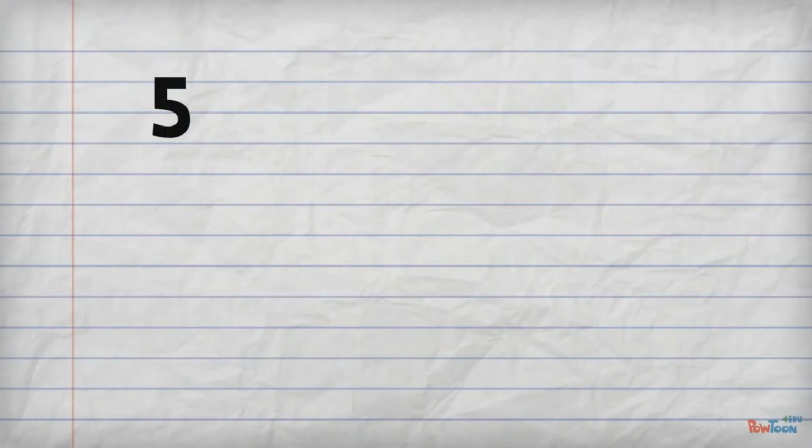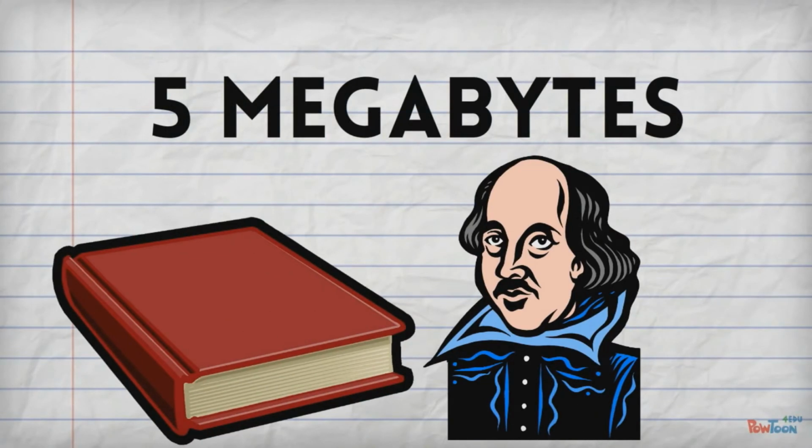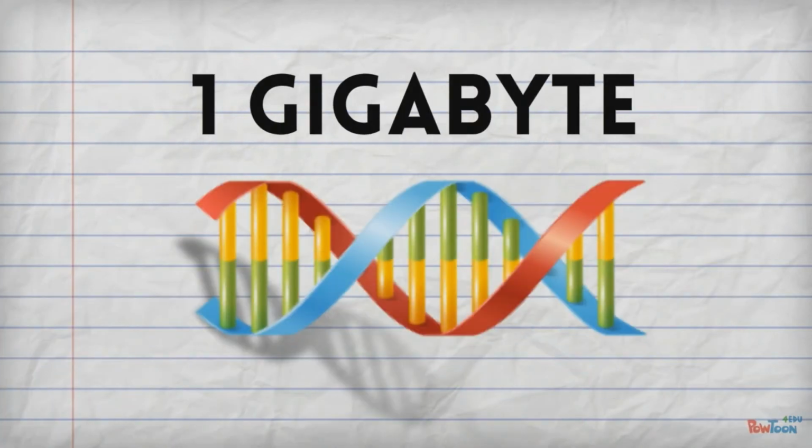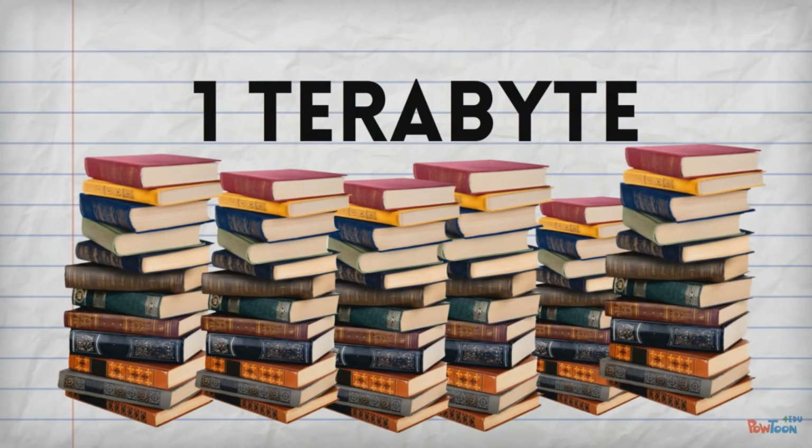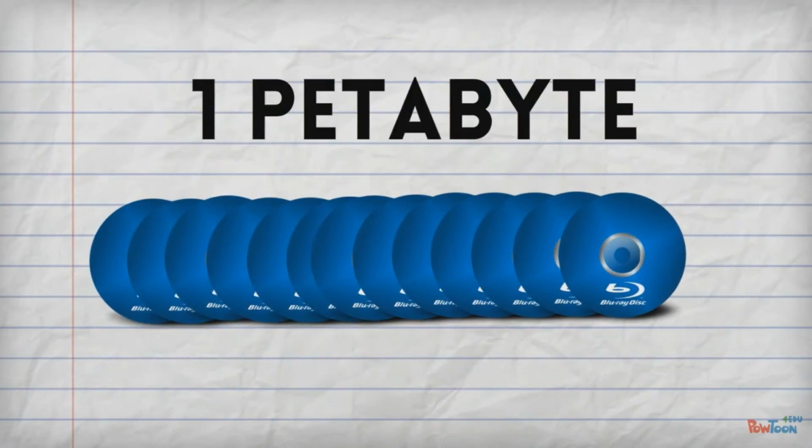For you to have a better idea on how big this digital information is, here are a few equivalents. A mere 5 megabytes are equal to the complete works of William Shakespeare. A little over 1 gigabyte is equal to the DNA of a human body cell. A terabyte is equal to a set of 1 million novels. The next unit up is a petabyte. This is equal to approximately 42,000 Blu-ray discs.